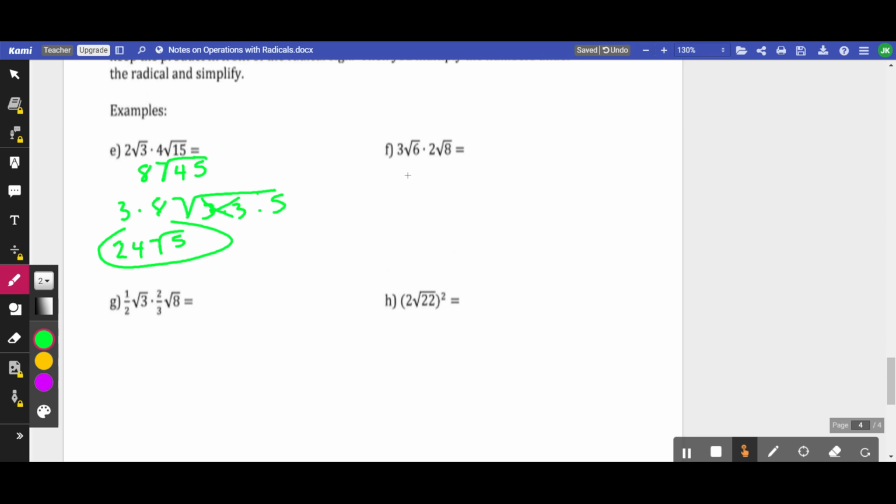And then for your next one here, this will start off the same way. So you multiply your numbers in front and then the numbers inside. So 3 times 2, that'd be 6. And then you multiply the numbers inside. So 6 times 8, that'd be 48 then.